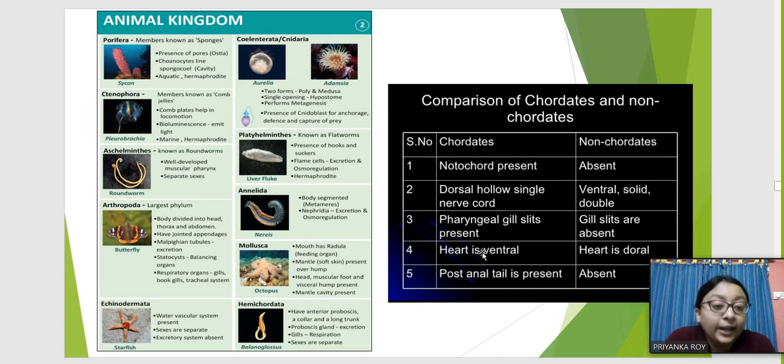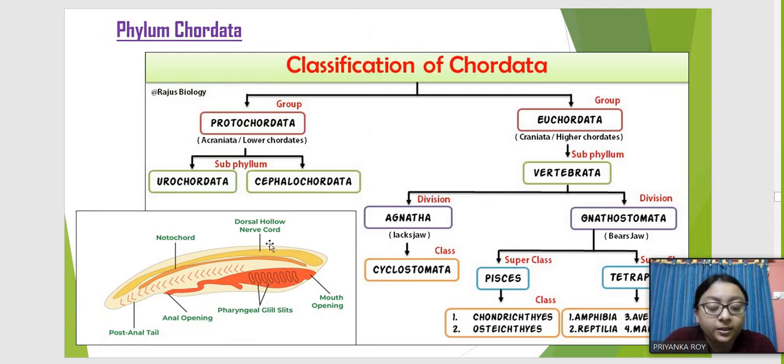So like I was saying, what exactly are chordates and what is different between chordates and non-chordates. So the first thing is the notochord. Presence of notochord is what defines a chordate. So notochord is nothing but a cord-like structure. I will be coming to that later. At the dorsal portion there is this cord-like thing which is known as notochord, and above that there is this dorsal hollow nerve cord.